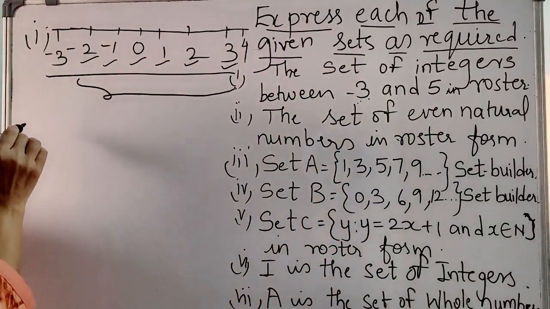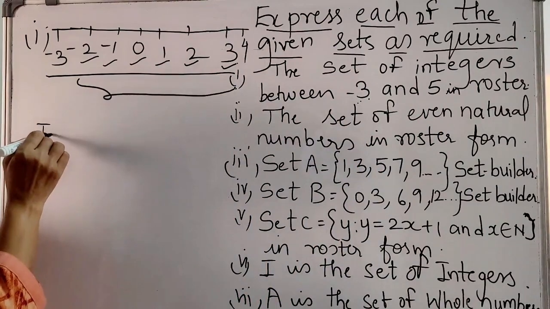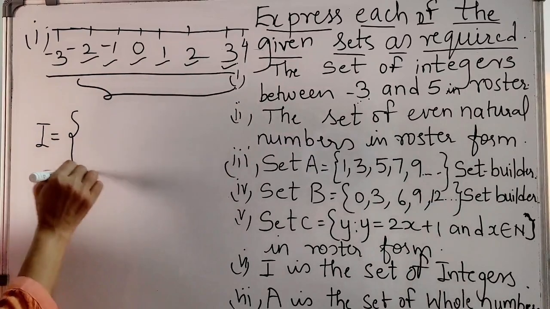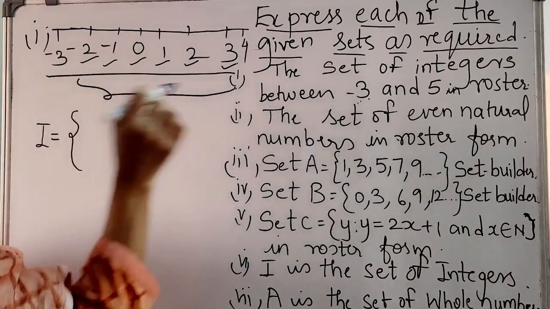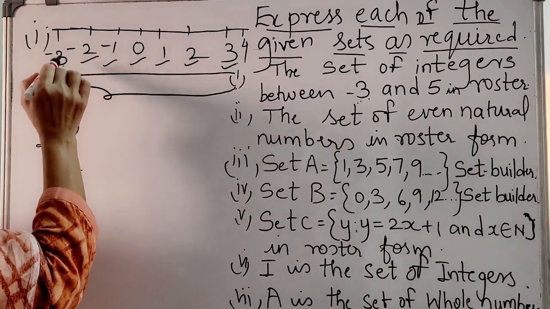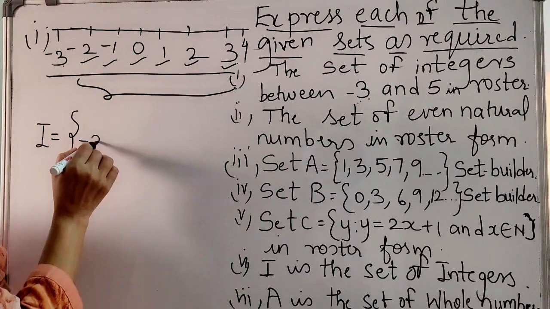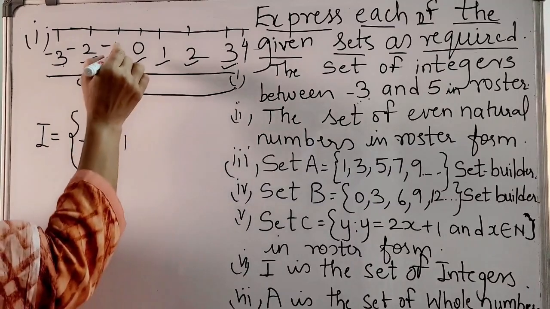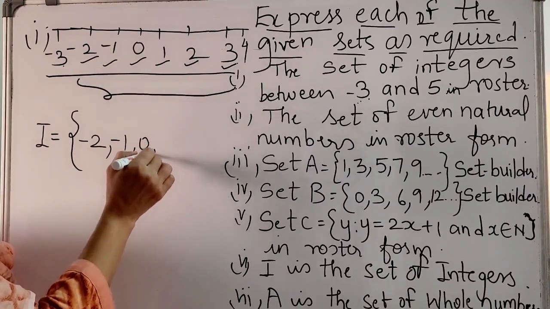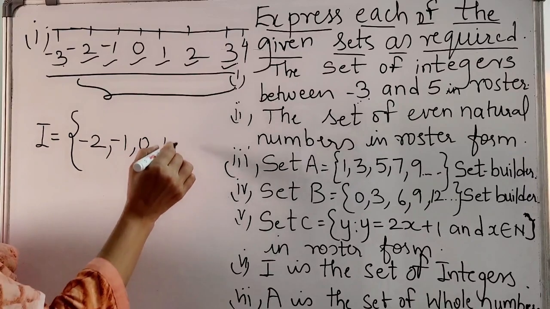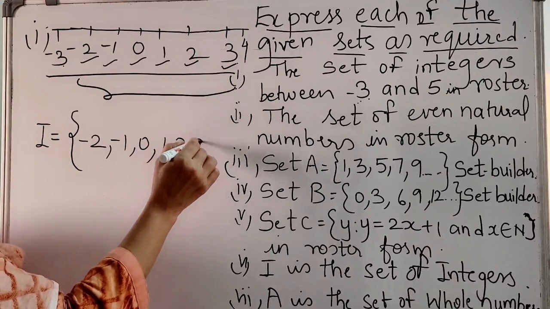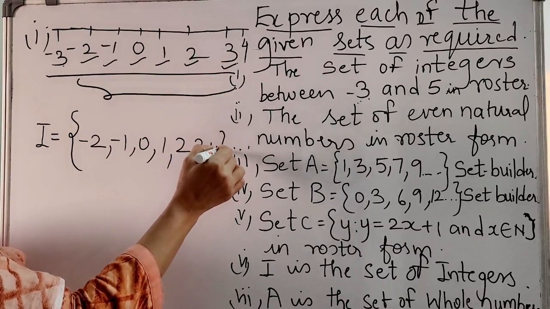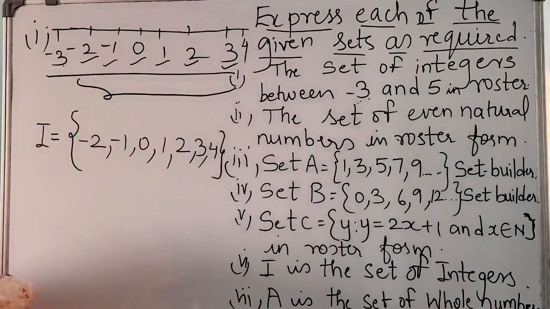So now here the integers. Roster method, you have to put the curly brackets. Now in curly brackets, you don't have to put -3. You have to put -2. You have to put -1. You have to put 0. You have to put 1. You have to put 2. You have to put 3. You have to put 4 and close the curly bracket.